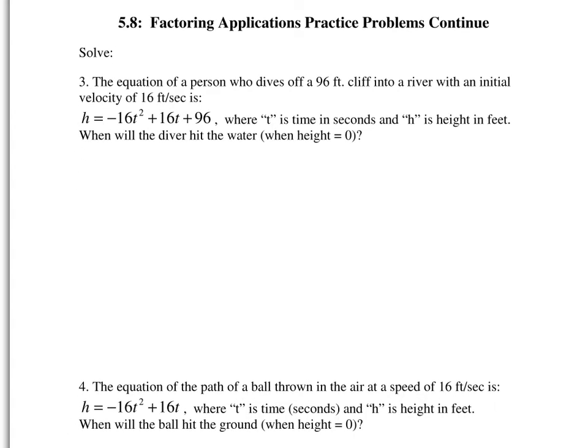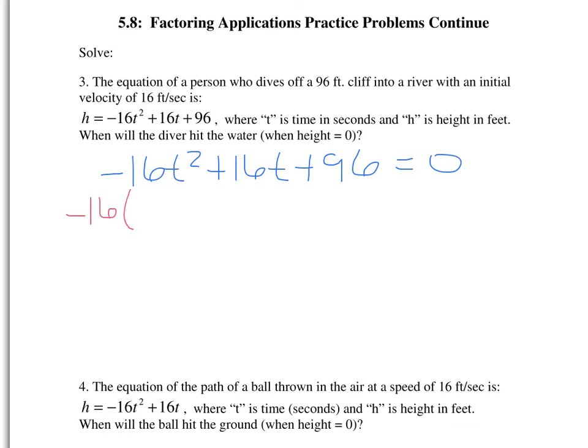And if you watch the lesson, you know it's just a little bit more natural to reverse the sides of the equation and write the 0 on the right instead of on the left. This is the same equation as if I put a 0 here. I just reversed the order and got this. So now we're going to factor. We're going to take out this negative first off, and all three of these terms are divisible by 16. That will give us t squared minus t minus 6.